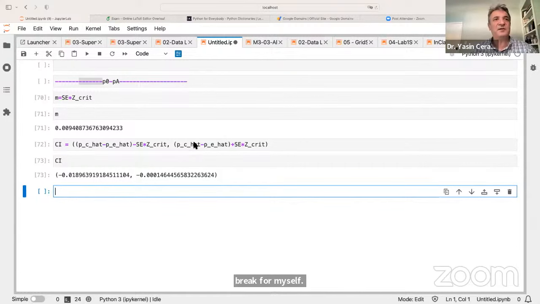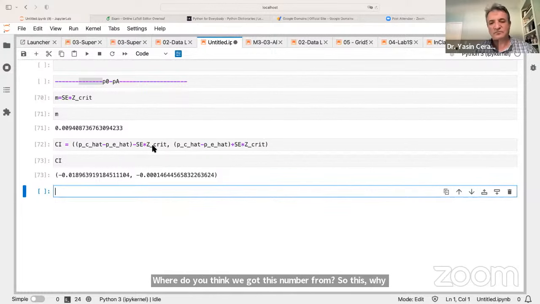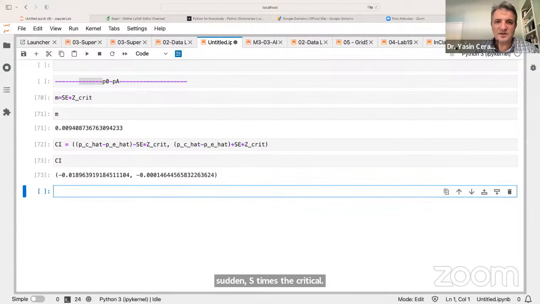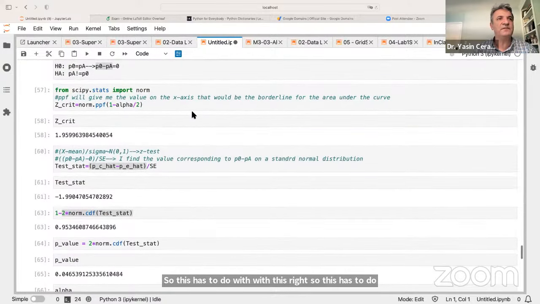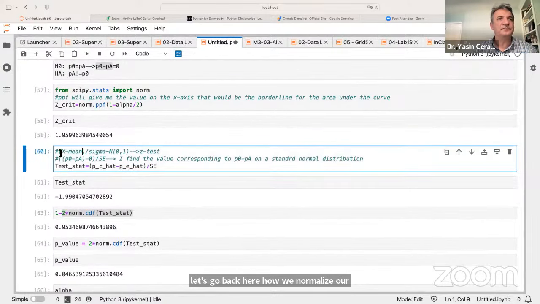Where do you think we got this number from? So this is why it's suddenly SE times Z critical. Yeah, any ideas? So this has to do with how we normalize our data. Did I find it here, right? It has to do with this formula here.